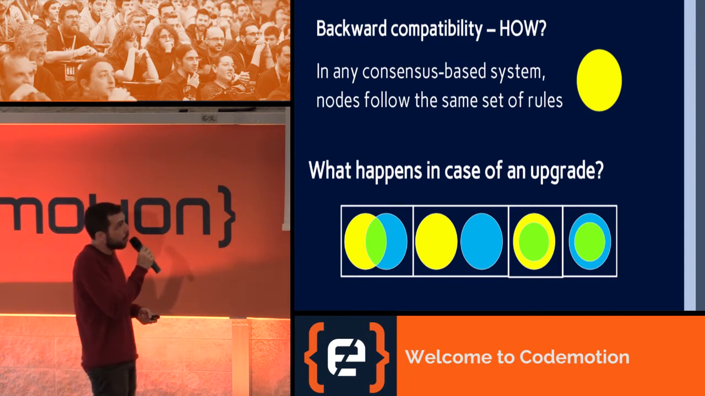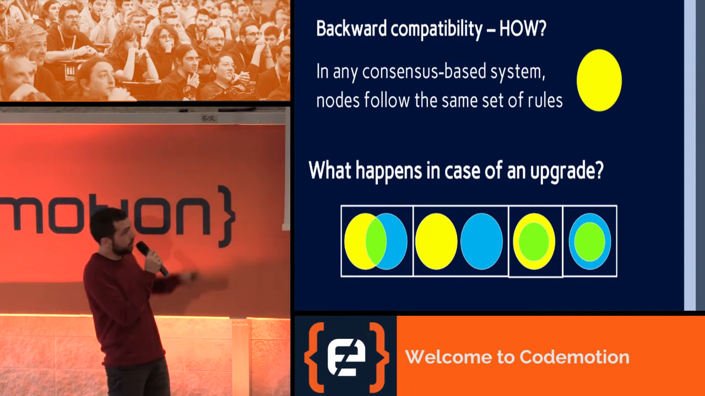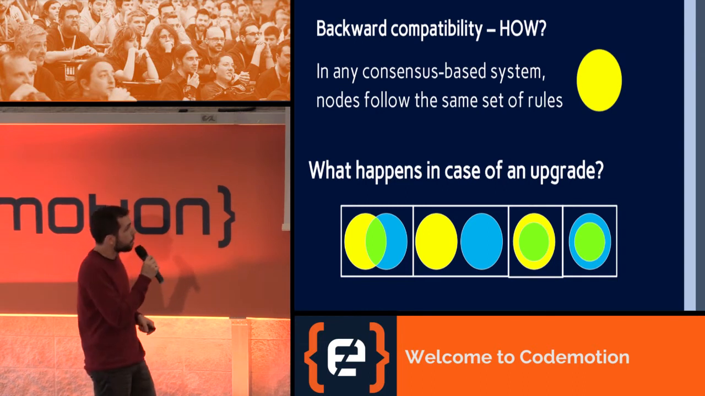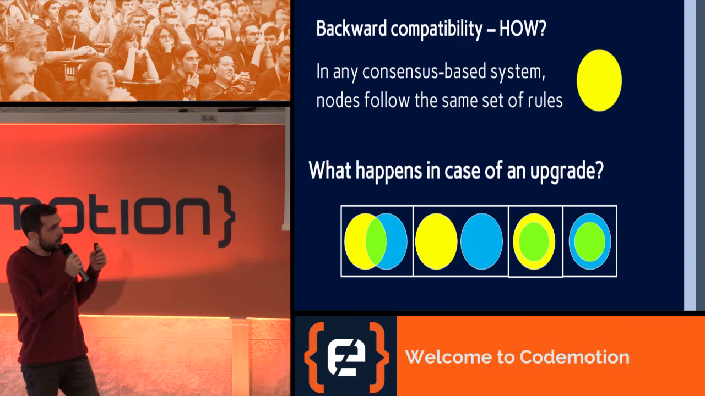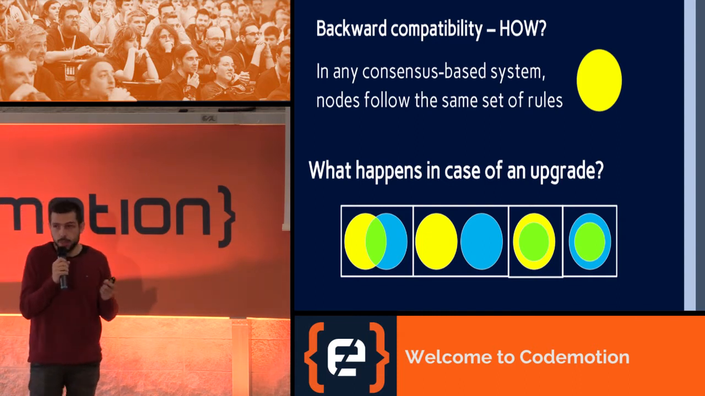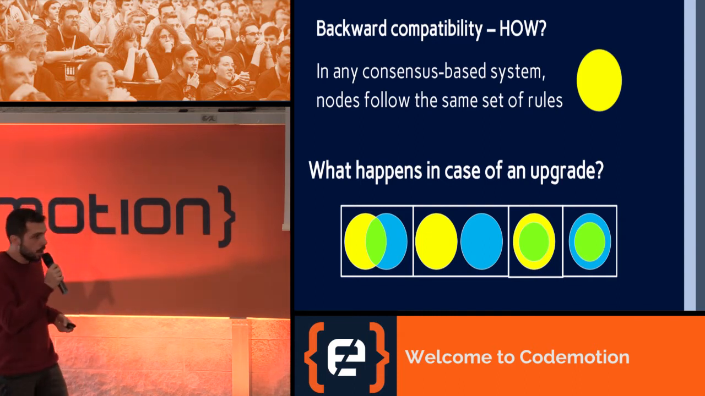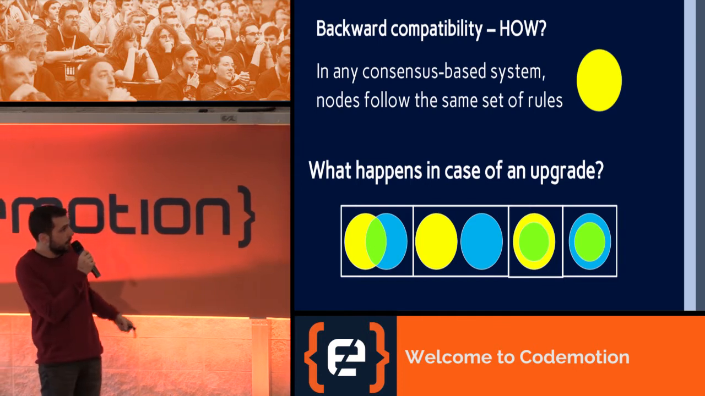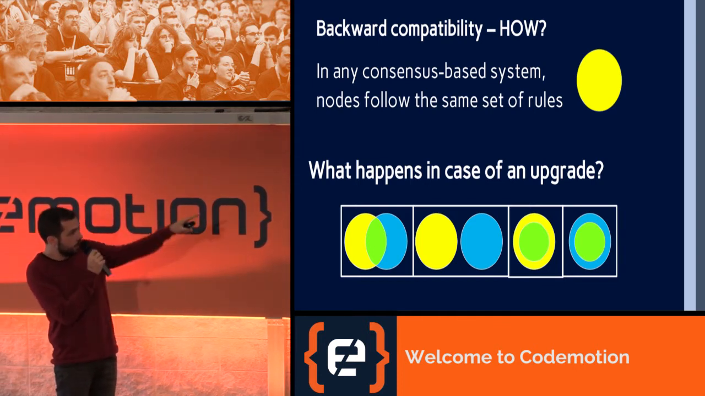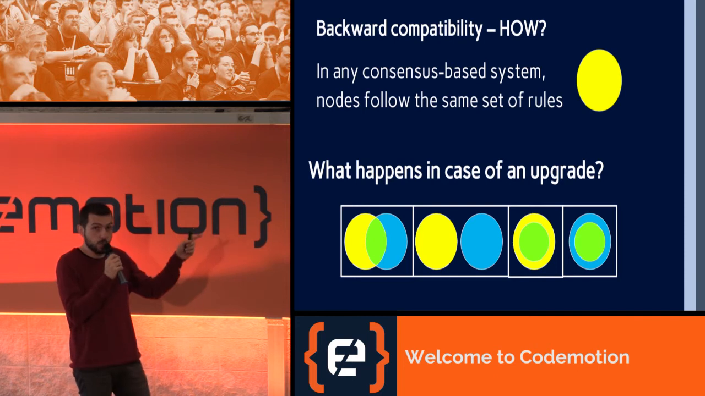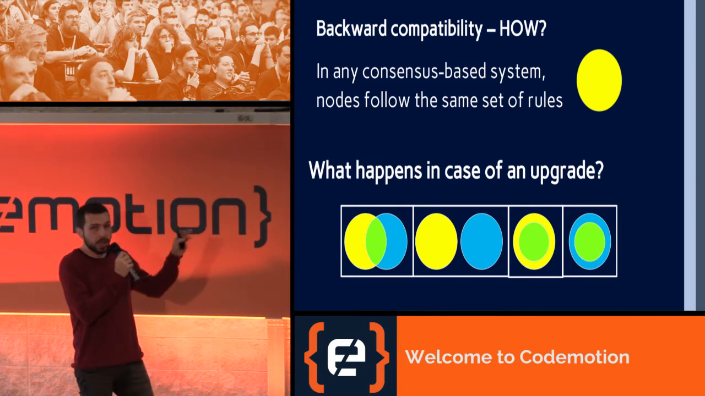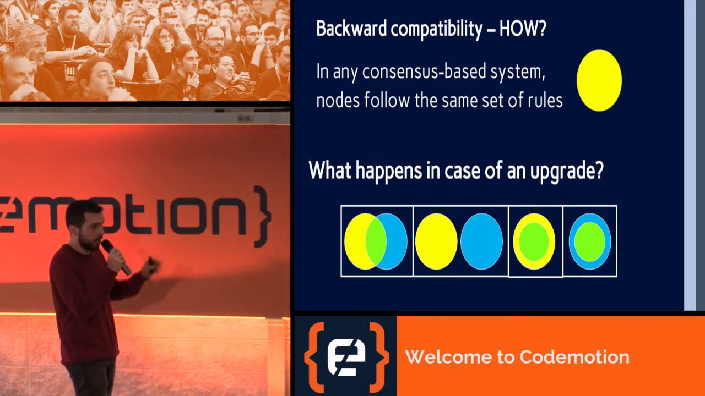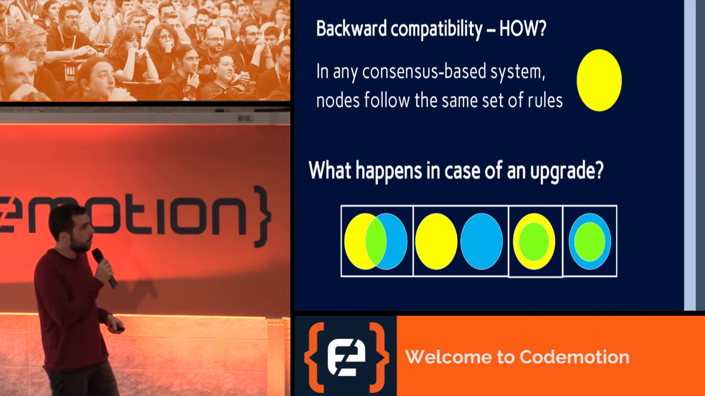Well, we have a set of rules that all nodes follow. It's the yellow set you can see there. And we can do an upgrade that changes these rules in many different ways. So one way would be having a new set of rules, that's the first one there, which has an intersection with the old rules, but has some new rules that the old nodes don't understand. Another way would be having a whole new set of rules, so nobody understands each other after the upgrade.